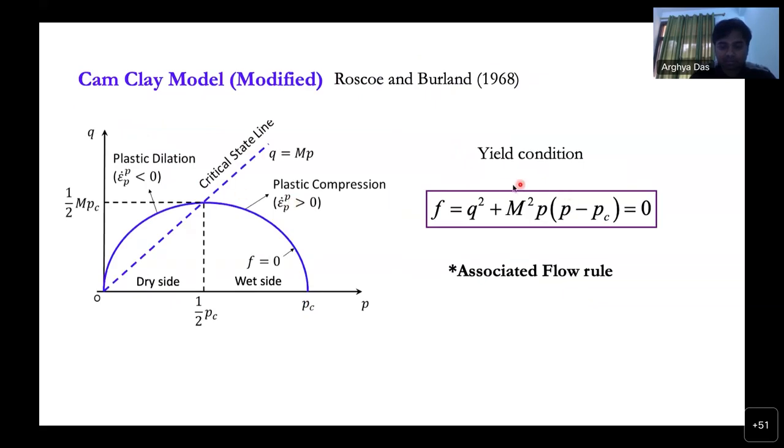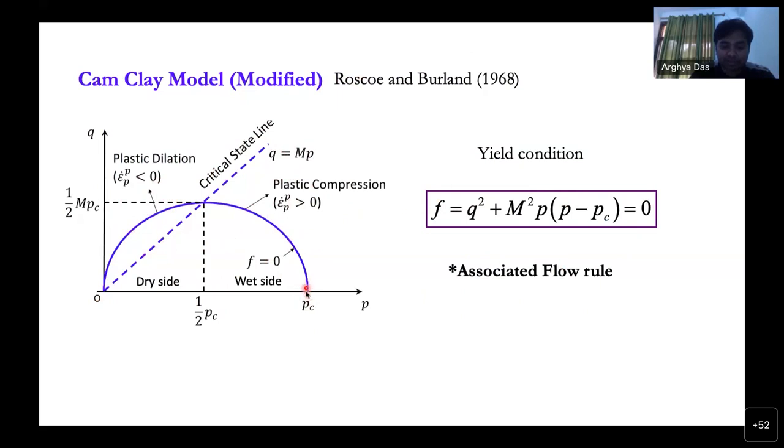So the final form of this yield surface, unlike the previous case of Mohr-Coulomb where we had only a straight line, is an elliptic type of yield surface. In this yield surface, the right-hand side is for the compressive side, and the left-hand side is nothing but the dilative type of side.